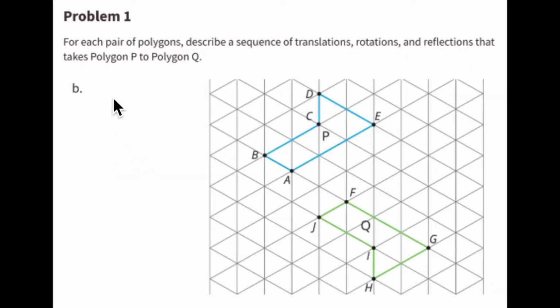In part B, you are to move pentagon P to pentagon Q using a sequence of transformations. And in this case, you're going to use each transformation. You're going to use a translation, a rotation, and a reflection to move P to Q.